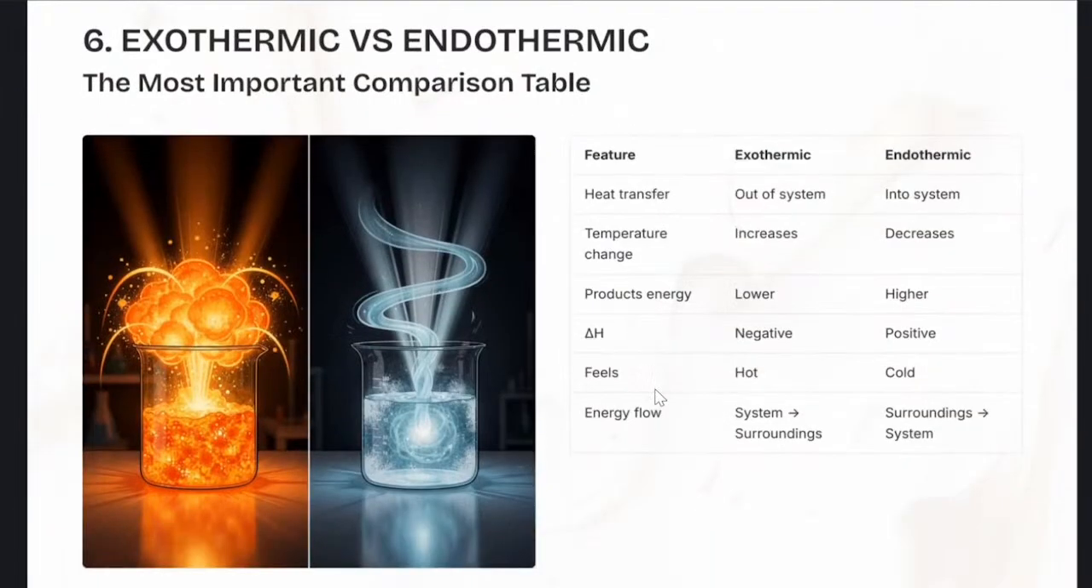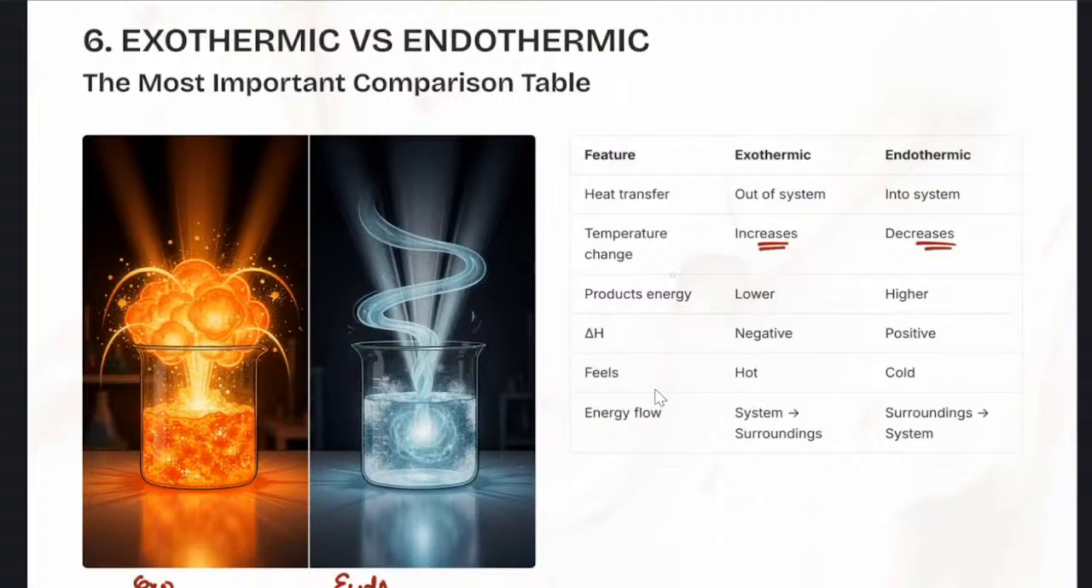All right, so here is the exo versus endo. This endo will be a cold container. Container feels cold. Exothermic, the container is hot. It's releasing energy to the surroundings. The temperature of the surroundings increases when it's exo because it's releasing energy to the surroundings. Here they decrease because it's taking energy from the surroundings.